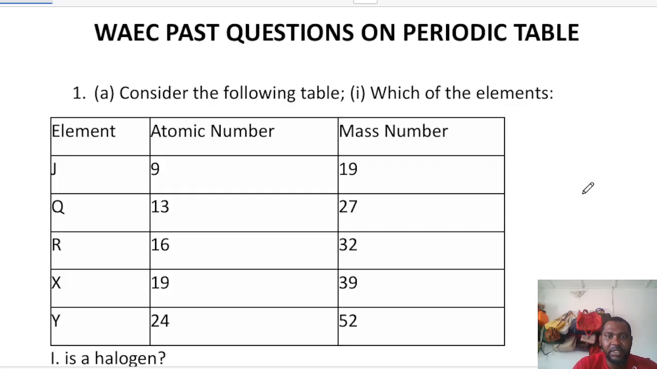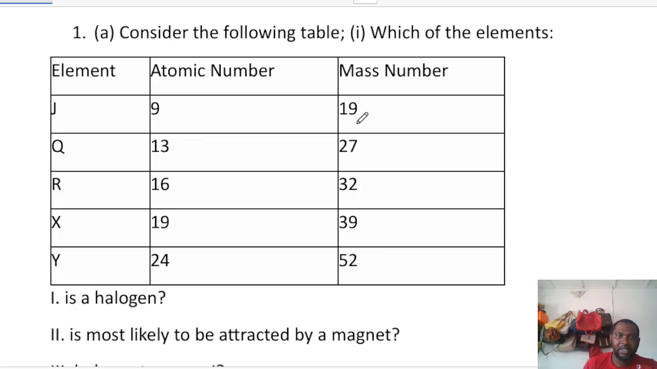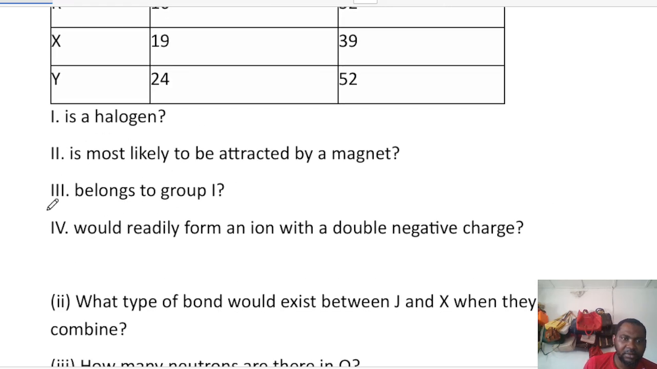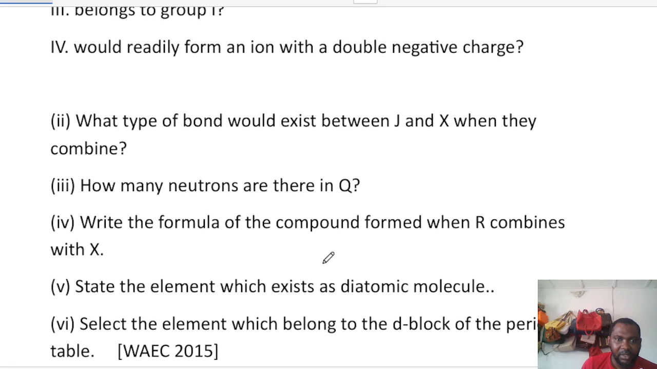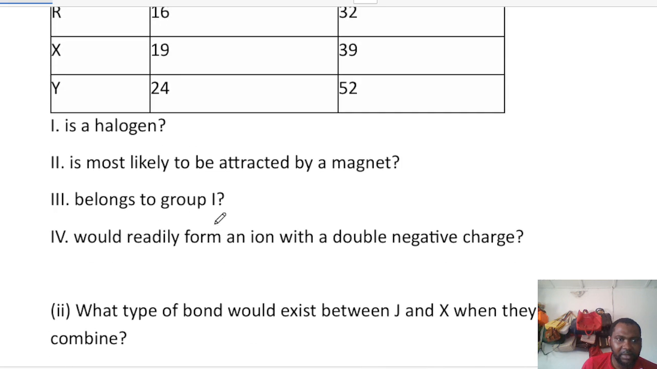Now, the first one says, consider the following table. These are the elements. We have the elements here, the atomic number, and the mass number. Which of the elements is a halogen? Which is most likely to be attracted by a magnet? Which belongs to group 1? Which would readily form an ion with a double negative charge? We have a lot of questions here, like how many neutrons are in Q.